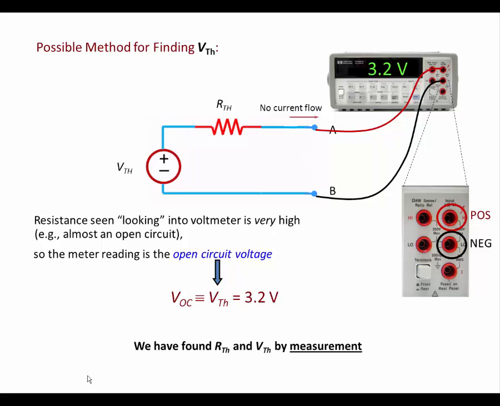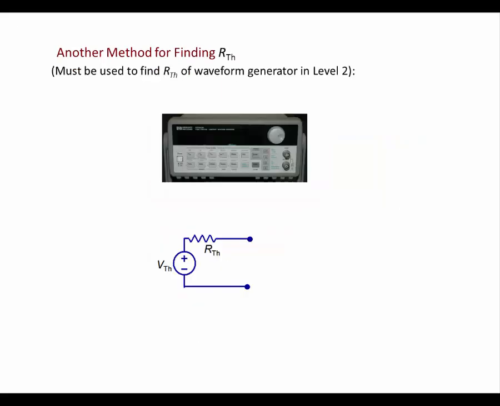There's another way that we can find R Thevenin, and it's the recommended method for finding the R Thevenin of the waveform generator in level 2. Now just to review what comes out of the waveform generator, its output appears at this BNC connector. And inside the instrument is a waveform generator that we can model by a Thevenin equivalent. V Thevenin in reality is some time-varying voltage source, and R Thevenin is going to be some fixed value.